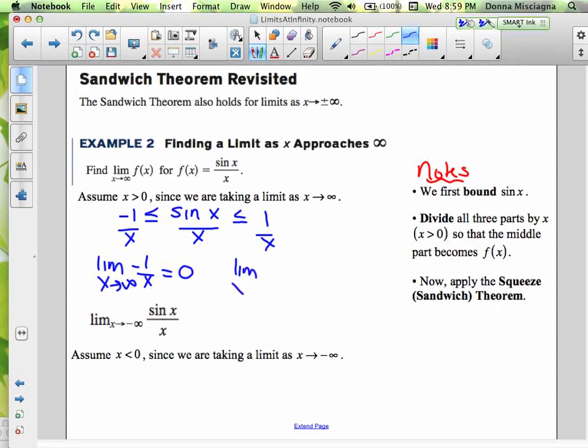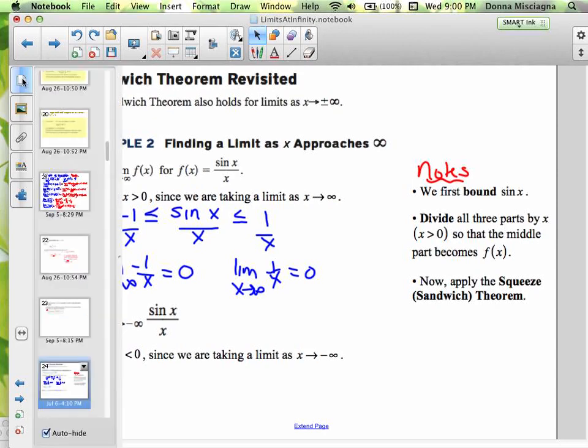So now let's take the limit of the other side. The limit as x approaches infinity of 1 over x. Well, we just went over that one. That one is also 0. All right, so notice here you have a function that's bounded between 2 other functions, and the limit of those 2 outside functions as x approaches infinity is equal to 0.